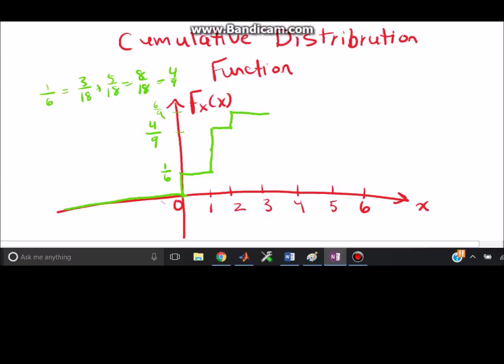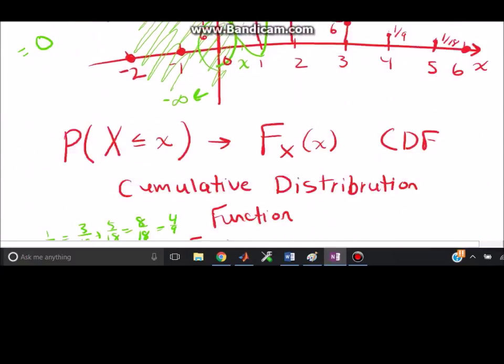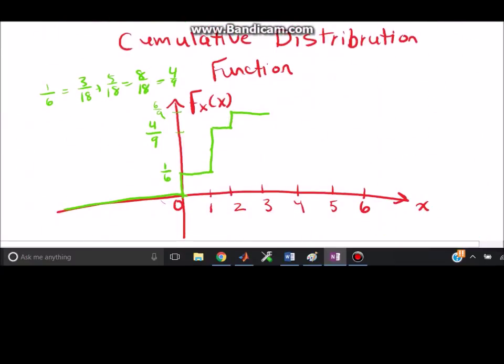And we will keep going until 3. And at 3, we're going to add the 1 over 6. So 6 over 9 plus 1 over 6. That would be 12 over 18 plus 3 over 18, which is 15 over 18, which is 5 over 6. So we'll get to 5 over 6. And then we'll add a little bit more, and then a little bit more, and then it should converge to 1. Okay?